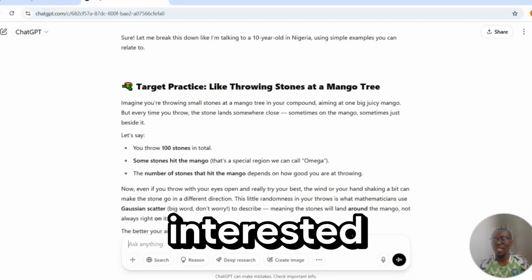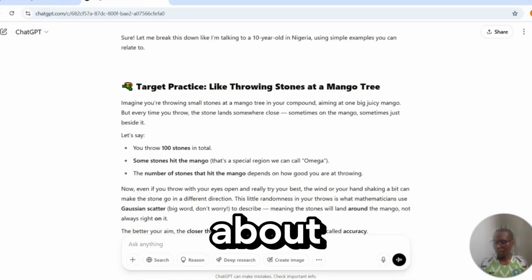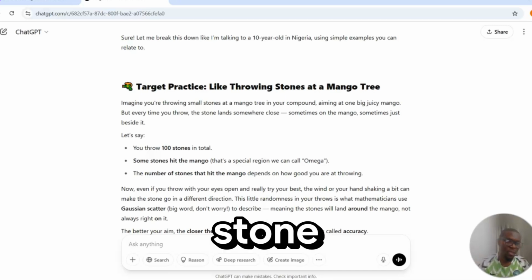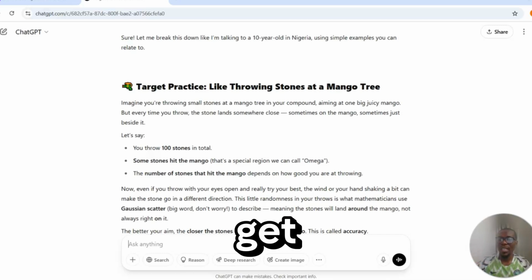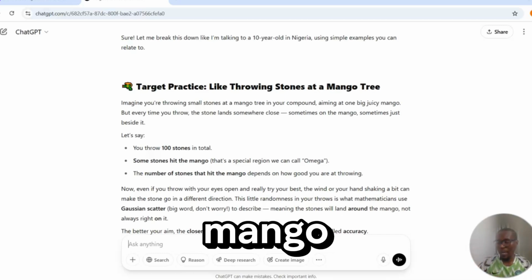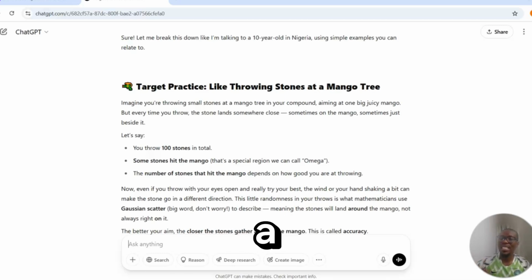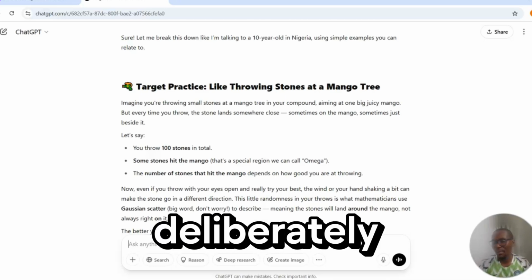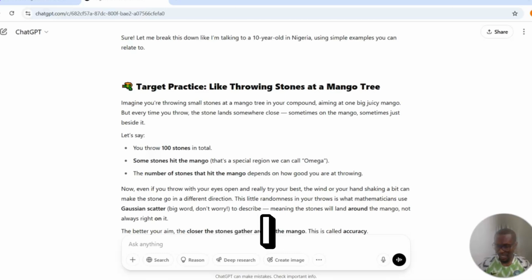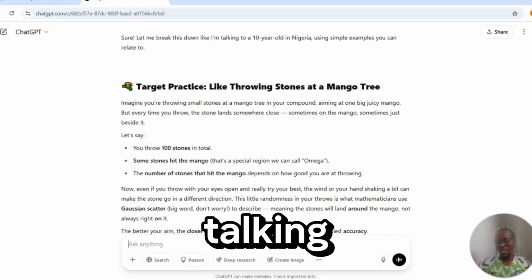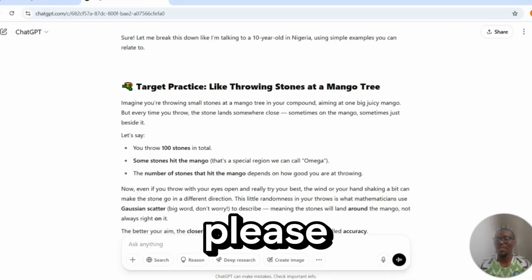This, for those of you that are interested in this, is talking about randomness and saying that nothing is actually random. I can throw a stone at that mango tree and it will get different spots around the mango, and sometimes it hits the mango. I can draw a line around it, and then I can decide to draw similar lines deliberately. That similar lines I drew deliberately is not random, because I deliberately move my pen around those axes. But the mango, the one I threw, is random. So it's talking about the randomness of randomness. Just forget this, please.